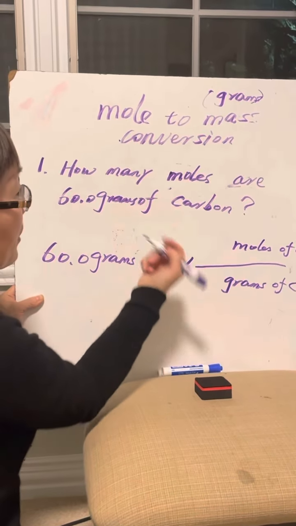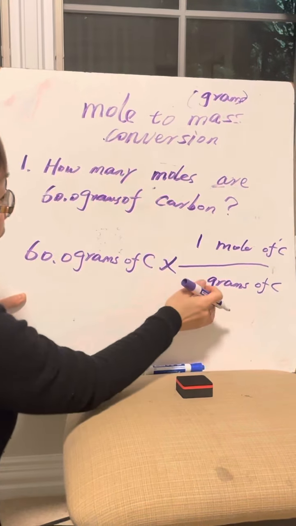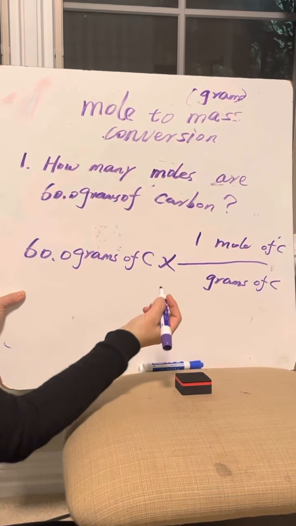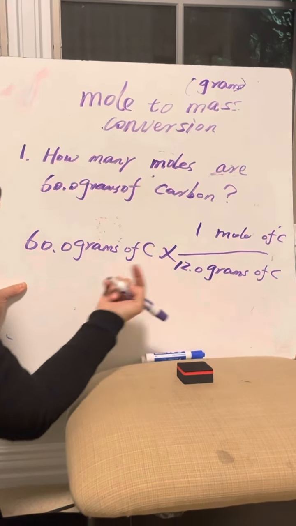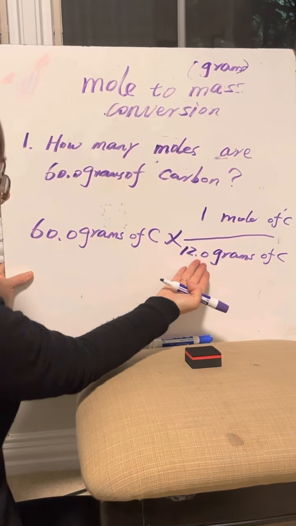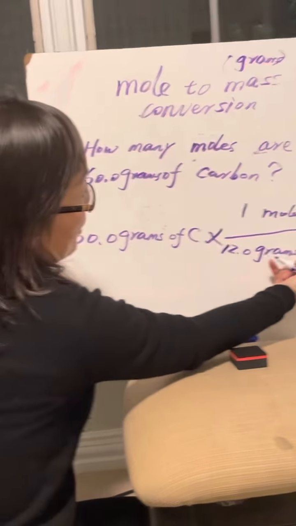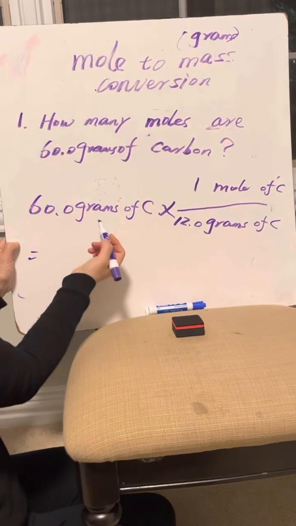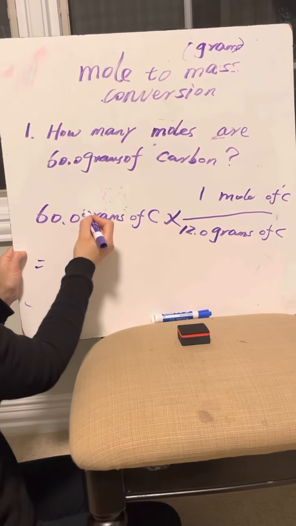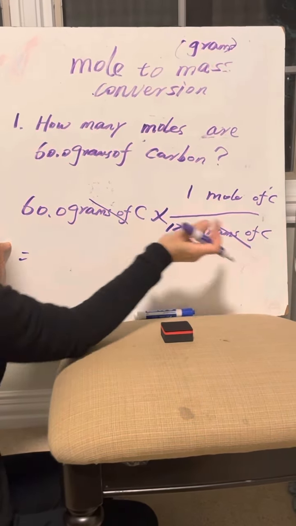Okay, what are the numbers in here? Again, it's the molar mass of carbon. We know 1 mole of carbon is how many grams? Based on the periodic table it is 12.0 grams. That's the molar mass. Okay, this time you put the number down here, because 12.0 grams of carbon is equal to 1 mole of carbon. Okay, this time, as you can see, we have grams of carbon over here and grams of carbon over here. You cancel this unit out.